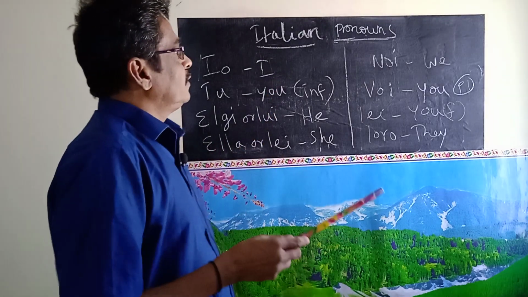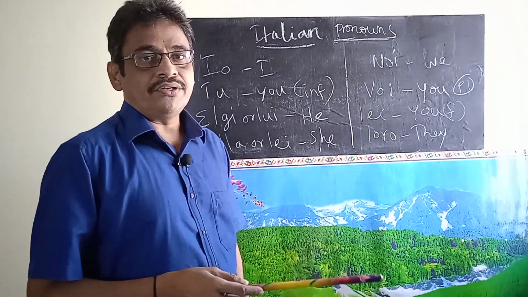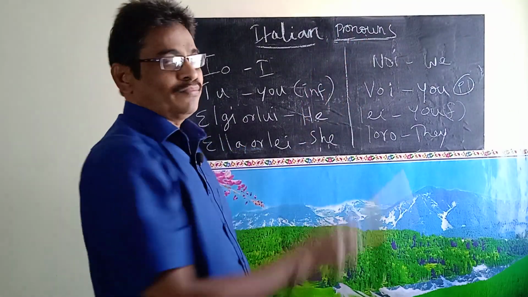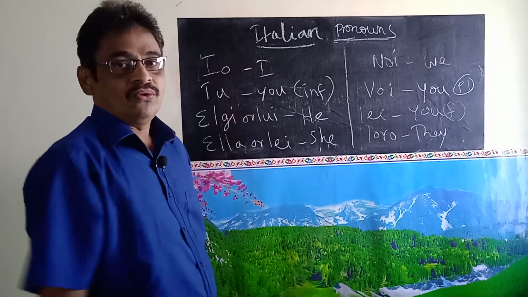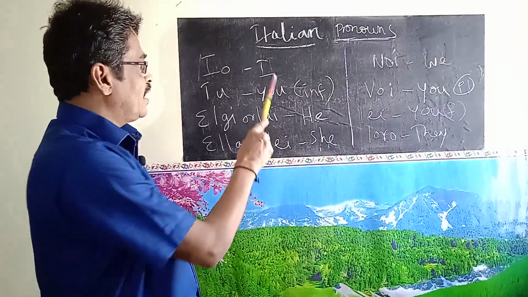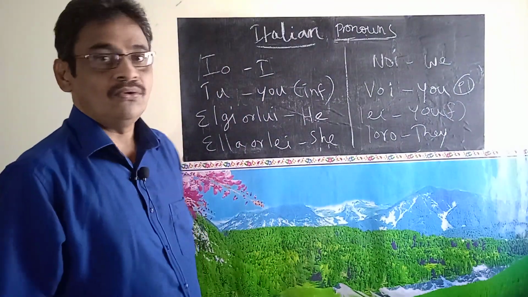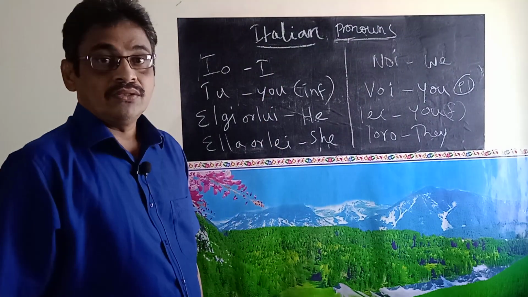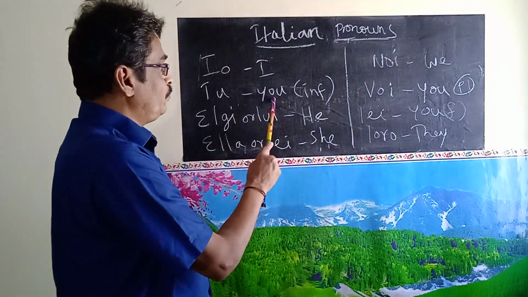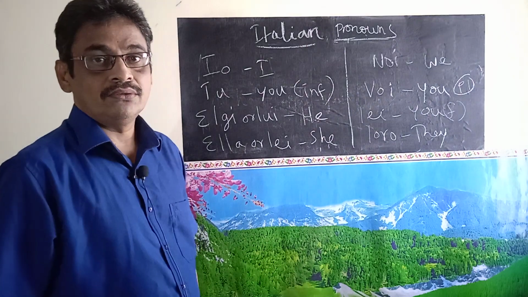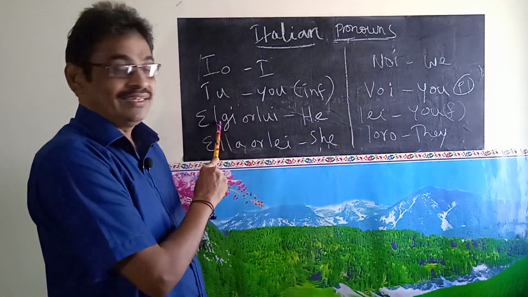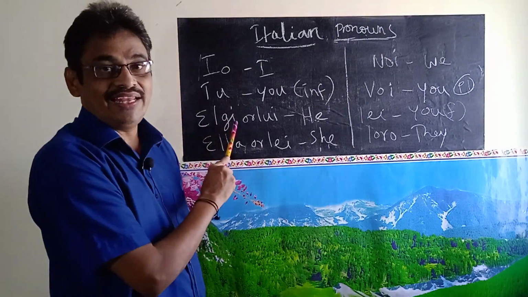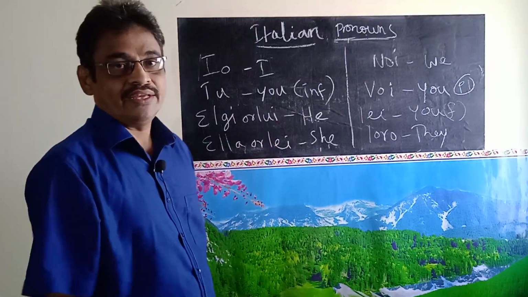Hi guys, in this video I am going to teach you Italian pronouns. Are you ready? Okay. Io. Io means I. Tu. You. Informal. Tu. You. Informal. Lui. You cannot pronounce it as LG, LE or Louis.